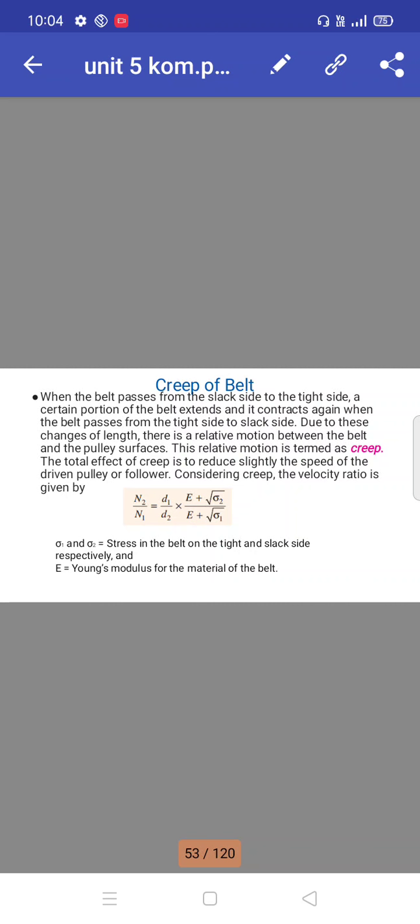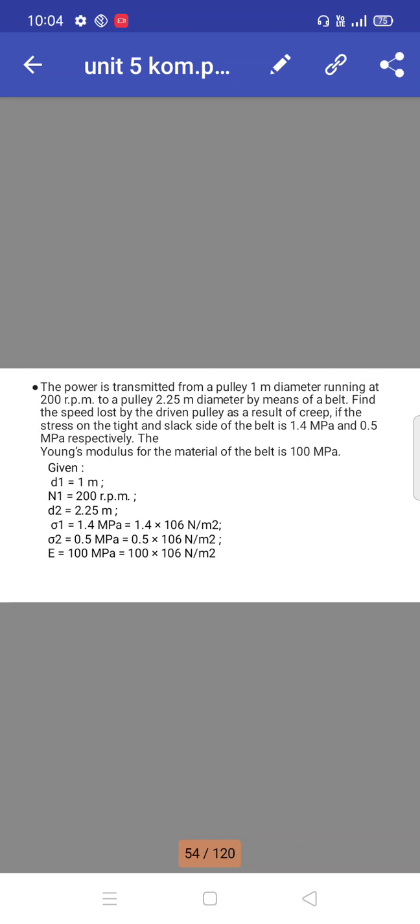Considering creep, the velocity ratio is given by N2 by N1 is equal to d1 by d2 into (E plus root of sigma 2) divided by (E plus root of sigma 1). Here sigma 1 and sigma 2 are the stresses in the belt on the tight side and slack side respectively, and E is equal to Young's modulus for the material of the belt.